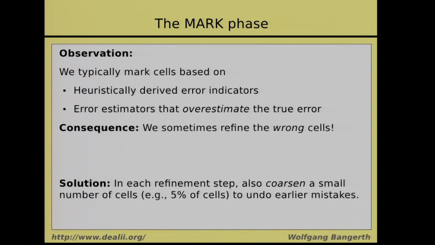And there is a solution to this sort of problem of having refined the wrong cells, which is that in each refinement step, we also mark a fairly small fraction of the cells, let's say 5%, for coarsening. So we typically say, for example, we mark the 30% of cells, or 1/3 of the cells that have the largest errors for refinement, and the 5% of the cells that have the smallest error indicators, we mark them for coarsening. And this is sort of our strategy to undo earlier mistakes.